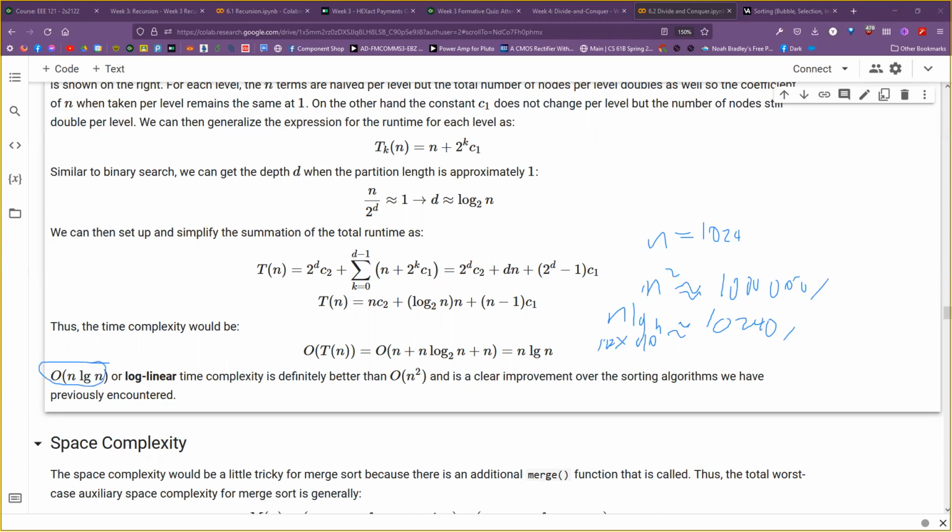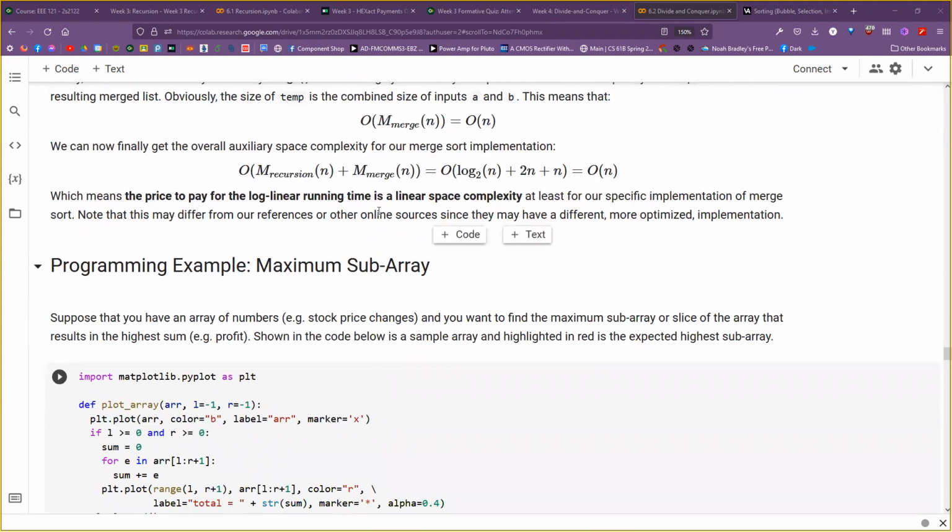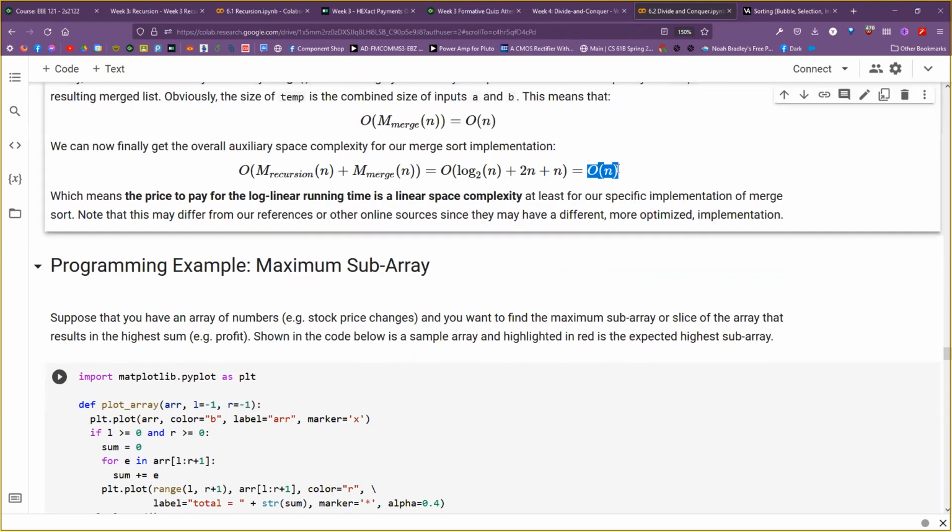So kung gagamitin mo man si merge sort, it is definitely worth yung extra space natin na O of n. Although, ayun, hindi naman totoo. Baka meron kang computer, medyo gipit ka sa memory, kaya mo naman maghintay. So, it might not be the option for you.